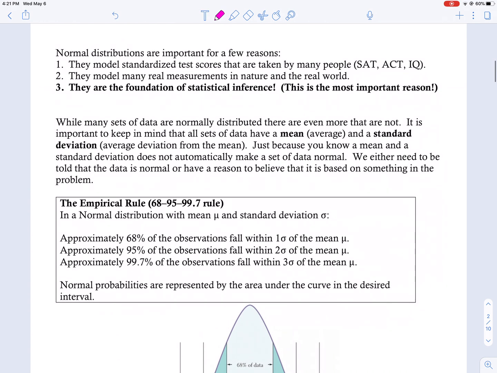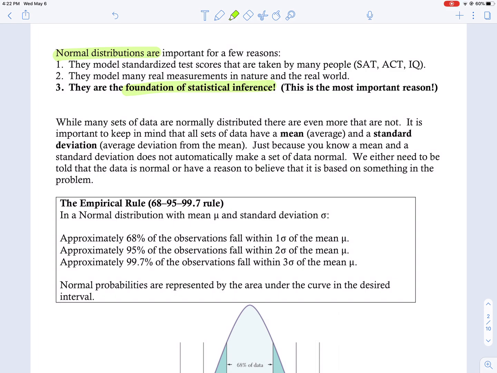So we talk about different important reasons for the normal distribution. Normal distributions model standardized test scores like the SATs and ACTs. They model real measurements in nature and in the real world. And for the most part, they are the foundation of statistical inference.